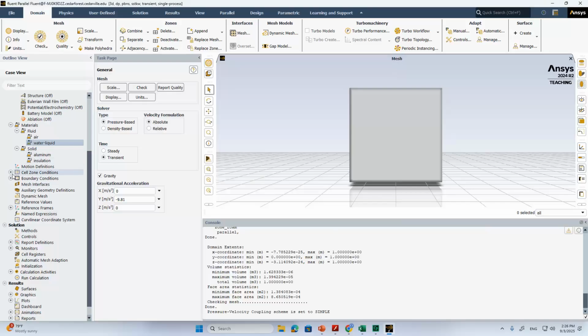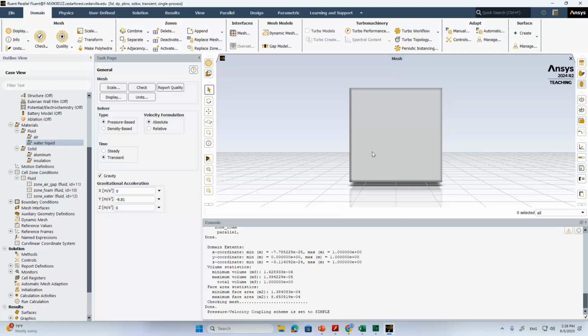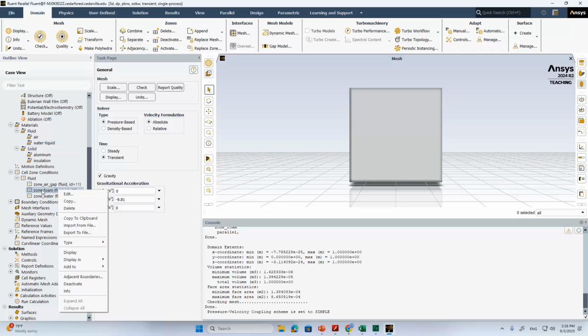Then I will set up materials for different zones, right? Remember we defined 3 zones when we created the mesh. We have the foam zone, the air gap zone, and the water zone. Right now, all those zones are treated as fluid zones, which is not correct, right? The foam, in fact, is a piece of solid. So right-click zone foam, then type, and choose solid.